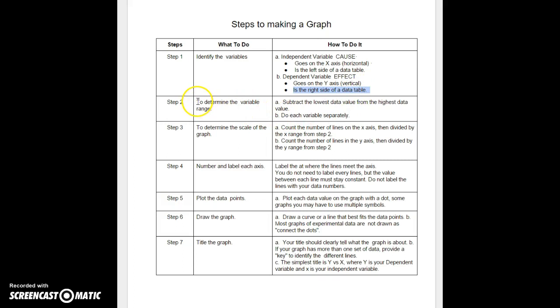Once you've identified those variables, it's generally a good idea to find the range of your data. And remember, to find the range, you're going to take your highest data point and subtract your lowest point from that, and that'll give you the range. You're going to do that for your x and your y. What that's going to do is help you determine the scale for your graph. Tonight's homework, if you don't look at those ranges and your graph, you're going to end up with a tiny little graph down in the corner, and we don't want to do that.